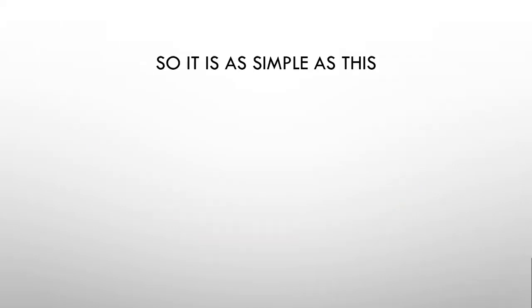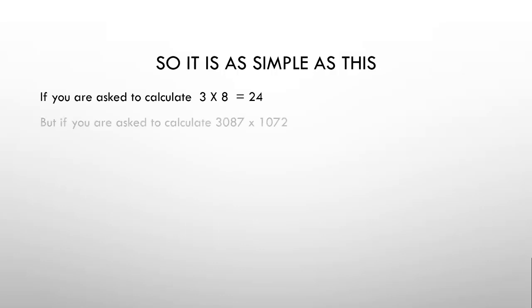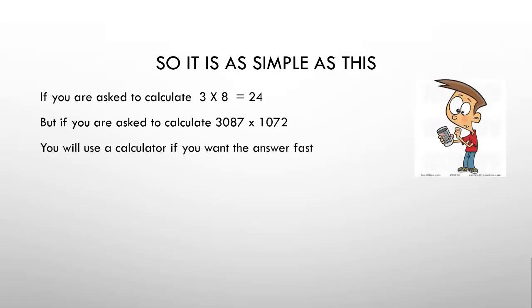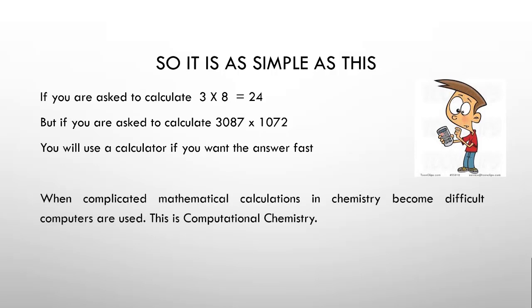So, it is as simple as this. If you are asked to calculate 3 into 8, you will immediately say it is 24. But if you are asked to calculate 3087 into 1072, you will use a calculator if you want the answer fast. So when complicated mathematical calculations in chemistry become difficult, computers are used. This is computational chemistry, and there are several softwares available for this.